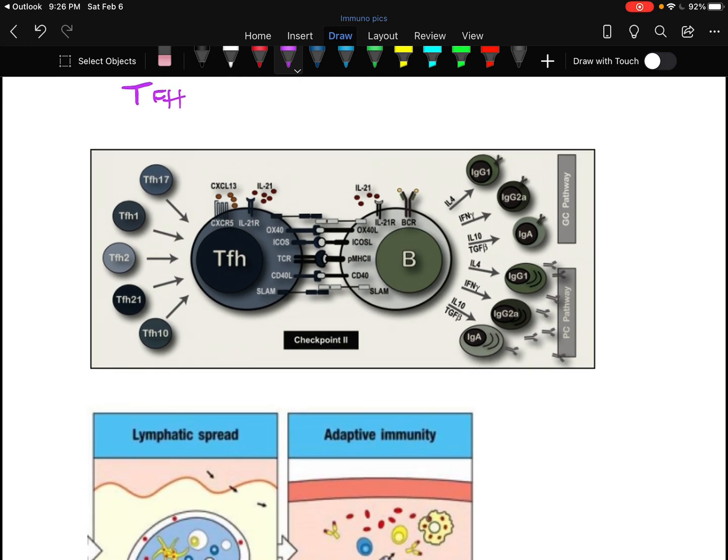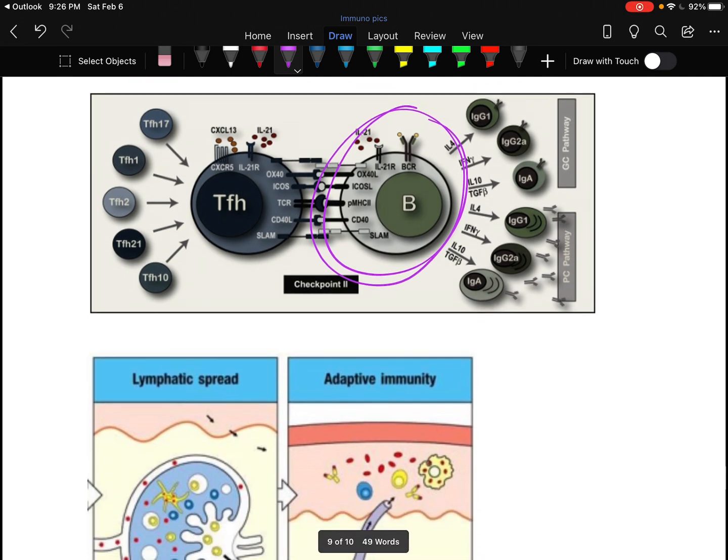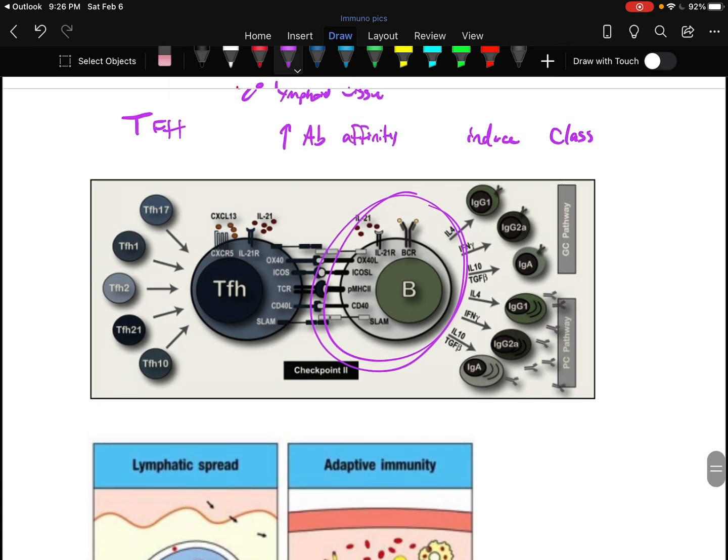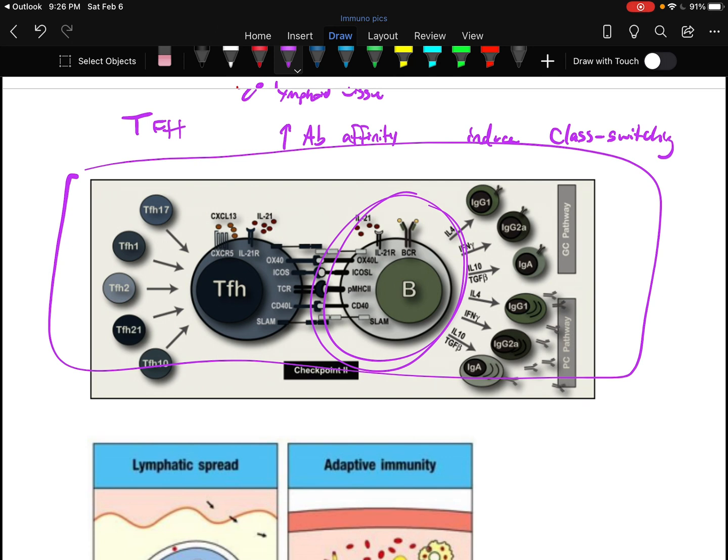And it does that so that it can help B cells. The whole point of the follicular helper T cell is to increase the antibody affinity of B cells, also to induce class switching. What does that mean? Well, of the antibodies. So as we can see in this image here, we have a follicular helper T cell, and by secreting different cytokines, it is able to stimulate the B cell to switch its antibodies to various ones.